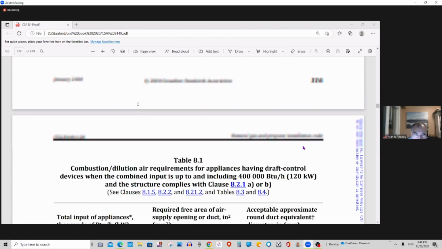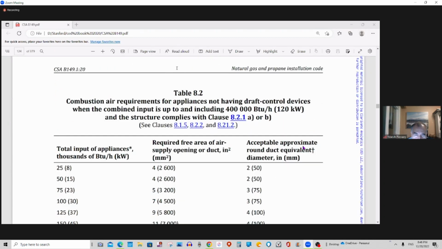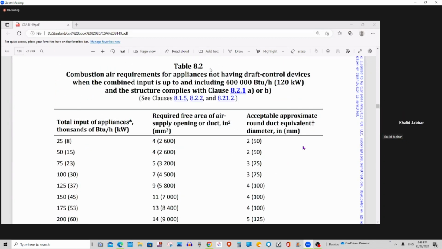Let's go to the next one, Table 8.2. Combustion air requirements for appliances not having draft control devices when the combined input is up to and including 400,000 BTU, 120 kilowatt, and the structure complies with clause 8.2.1 A and B. So this table 8.2 is the same as table 8.1, except here.